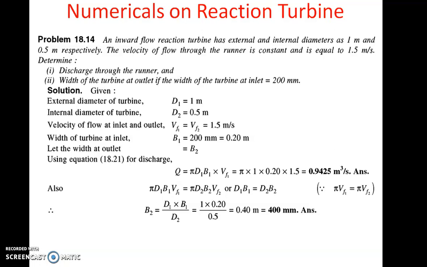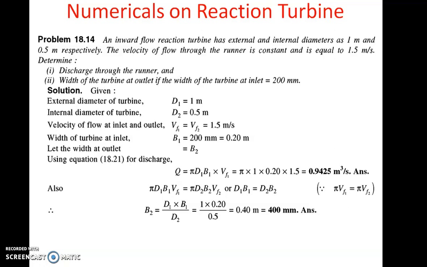The velocity of flow through the runner is constant, meaning Vf1 and Vf2 both are constant, equal to 1.5 meter per second. Determine the discharge through the runner and the width of the turbine at outlet, if the width of the turbine at inlet is 200 millimeter. So B1 is given as 0.2 meter. So you have to calculate B2, and the discharge Q through it.